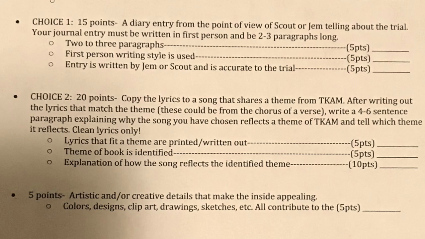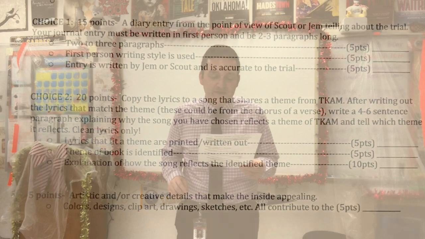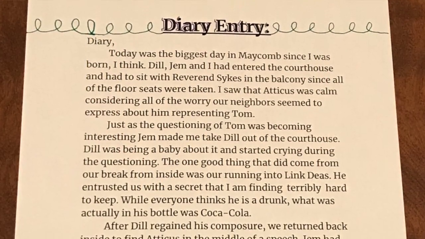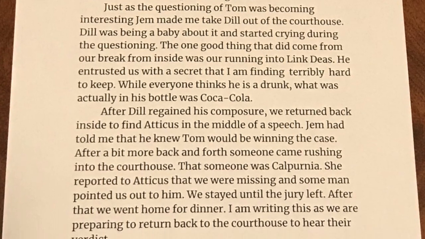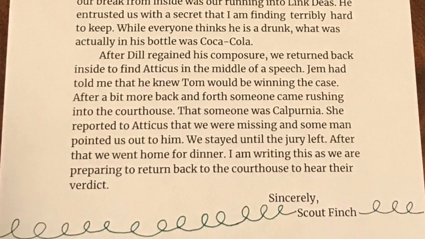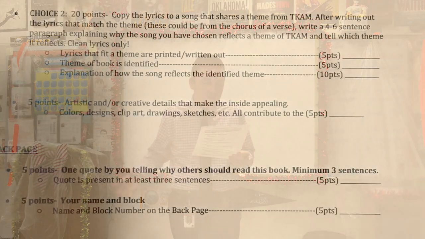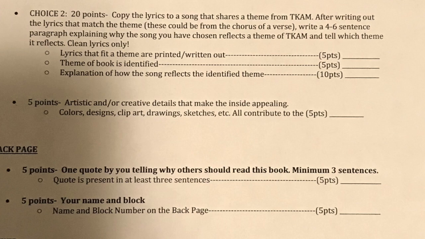The point breakdown here is that 2 to 3 paragraphs is 5 points. First person writing style is 5 points. And the entry is written by Jem or Scout and is accurate to the trial, another 5 points. You can choose to do that one, Regents, or you can choose to do a little more challenging final part of your portfolio worth 20 points. For this one, you'll copy the lyrics to a song that shares a theme from To Kill a Mockingbird. After you write out the lyrics that match the theme, these could be from the chorus or a verse, you'll write a 4 to 6 sentence paragraph explaining why the song you've chosen reflects a theme of the novel and tell which theme it reflects.